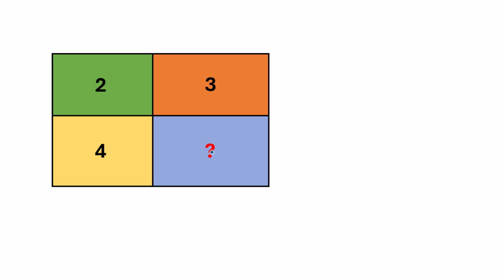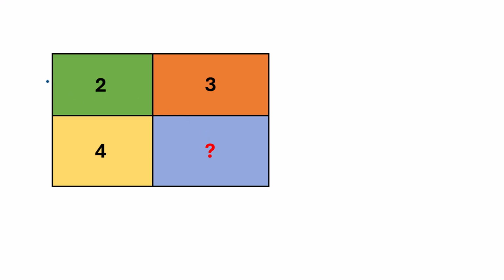We have a rectangle and it has been divided into 4 small rectangles such that the area of this rectangle is 2 square unit. The area of this rectangle is 4 square unit. The area of this rectangle is 3 square unit. And we have to find the area of this fourth rectangle.